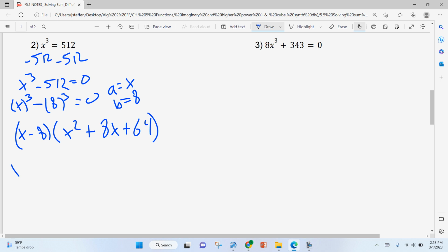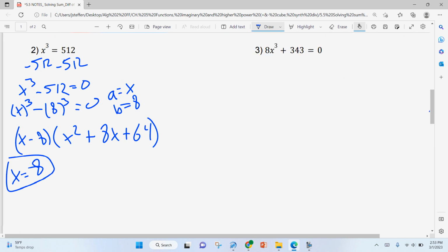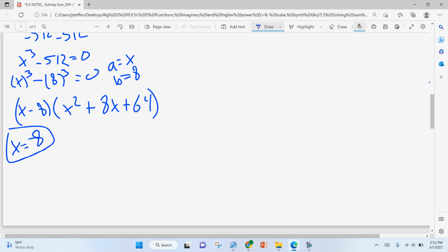So one of my answers is pretty easy, it's 8. Don't forget about that one. We kind of forgot that one over here, in this mess. But the good news is we have it in a box, so that's going to be one of your answers. The other one, we're going to have to use the quadratic formula.